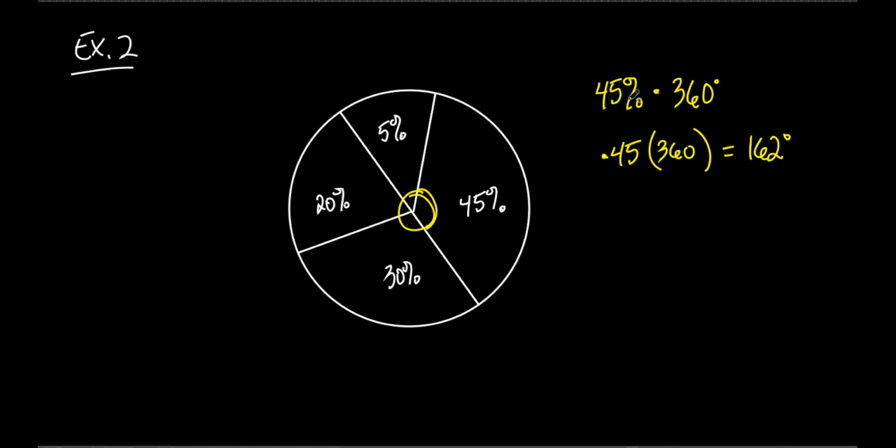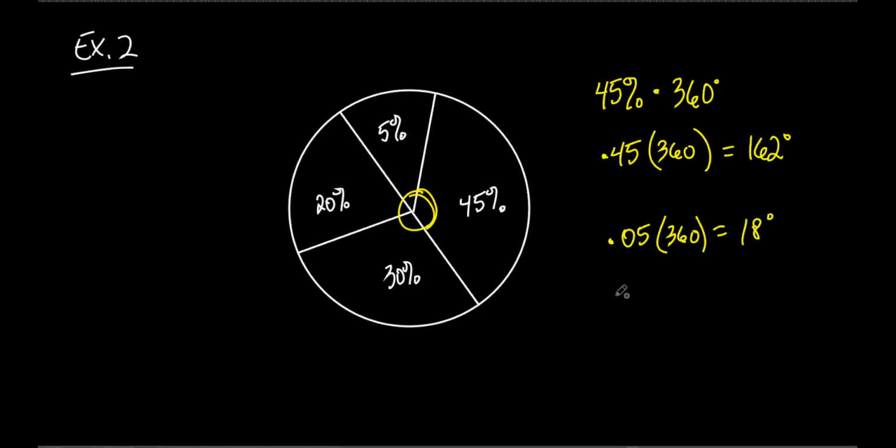Now, what would I do with 5%? I would go what? 5% times 360. But what's 5% as a decimal? 0.05. That's right. So it'd be 0.05 of 360. And that is 18. All right.